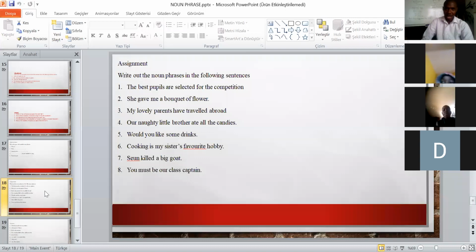One, the best pupils are selected for the competition. You have two noun phrases in the sentence. She gave me a bouquet of flowers. My lovely parents have traveled abroad. Our not little brother ate all the candies. We like some drinks. Cooking is my sister's favorite hobby. She won't kill a big goat. You must be our class captain. So I want to write down your answers. Want to eat. The noun phrase is there.